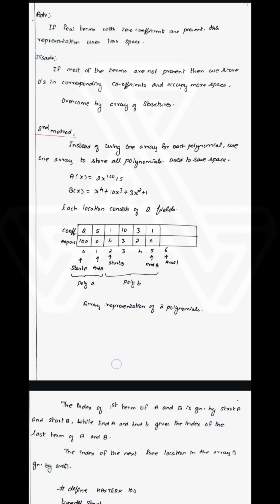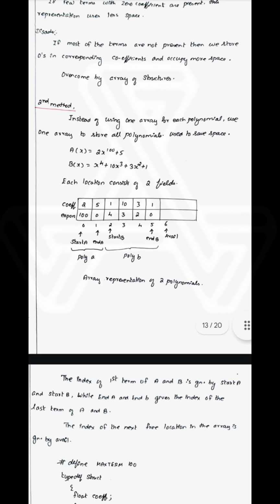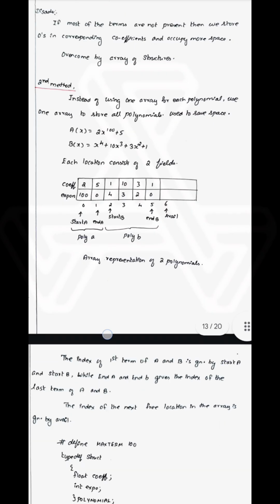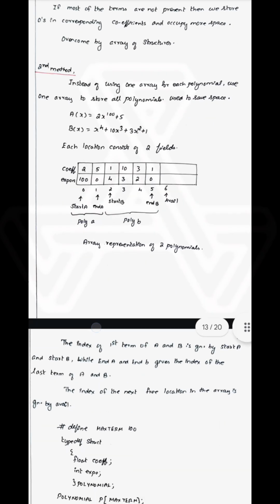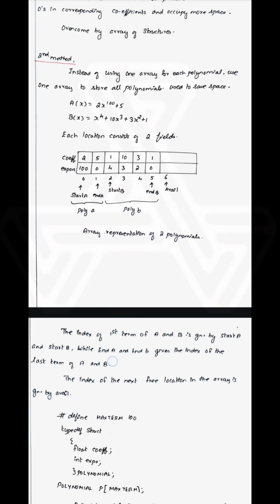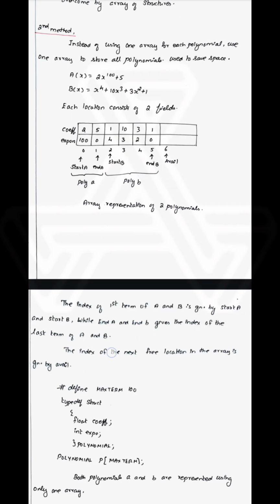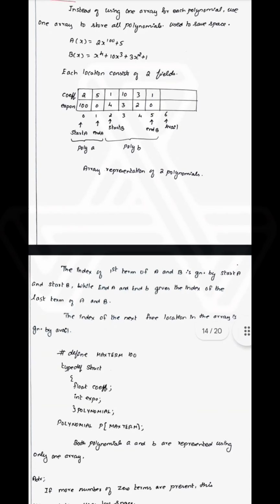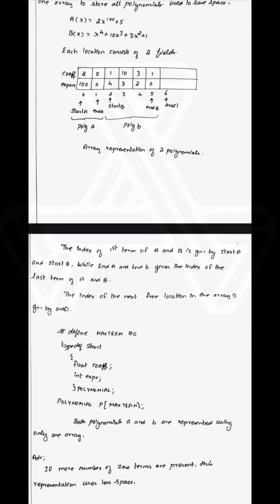Second method: instead of using one array for each polynomial, use one array to store all the polynomials used in the same space. E of x is equal to 2x^100 plus 5. P of x is equal to x^4 plus 10x^3 plus 3x^2 plus 1. Each location consists of two fields: coef and expo. Coef, start A and end A, start B and end B. Poly A, poly B, a representation of two polynomials.